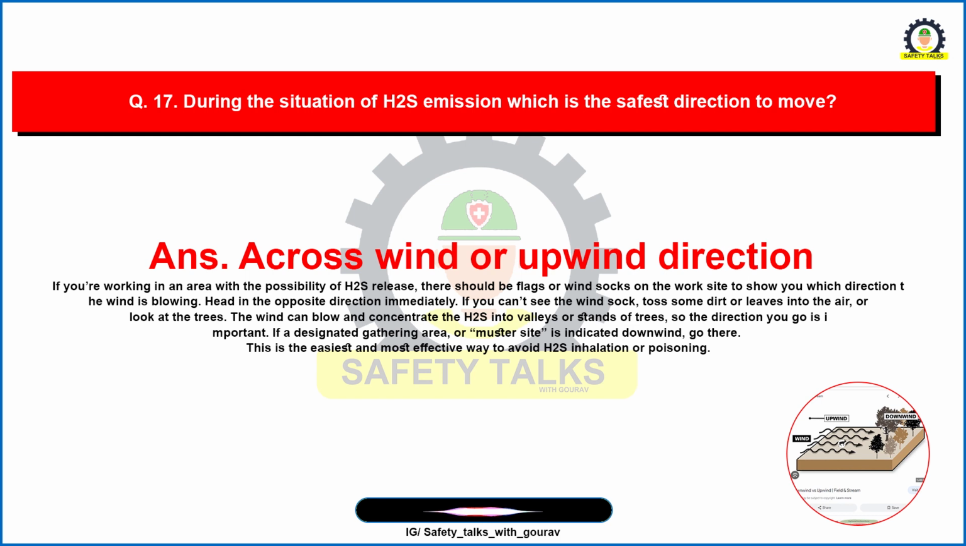Why? Because if you are working in an area with the possibility of hydrogen sulfide release, there should be flags or wind socks on the work site to show you which direction the wind is blowing. So head in the opposite direction immediately, and if you can't see the wind sock, toss some dirt or leaves into the air or look at the trees. The wind can blow and concentrate the hydrogen sulfide into valleys or stands of trees. So the direction you go is important.